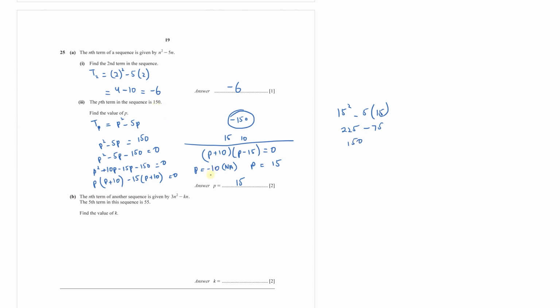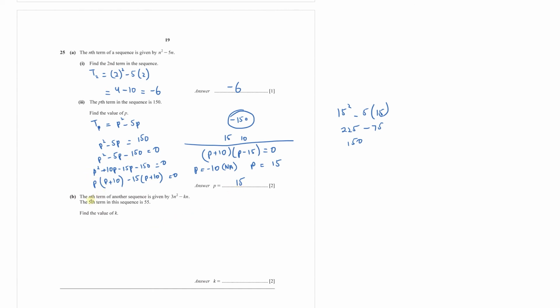So we ignored the -10 because you cannot have a negative third or negative fourth value in the sequence. The value itself could be negative. For example, here the second value is -6, but you cannot have a negative third value in the sequence. So you can ignore the negative value here. The other value is 15. So your answer P is equal to 15.